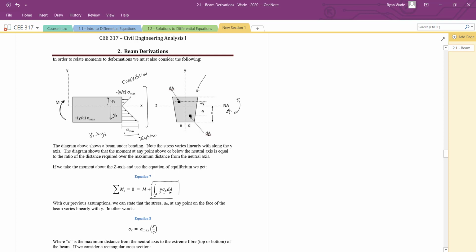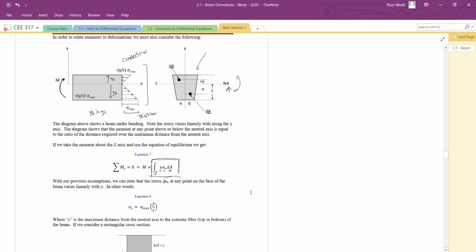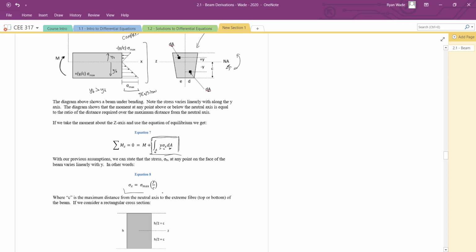But trust me, this is how we get there. So that's how we get to the equation for the moment with respect to stress. I also said it varies linearly with the distance to the neutral axis.